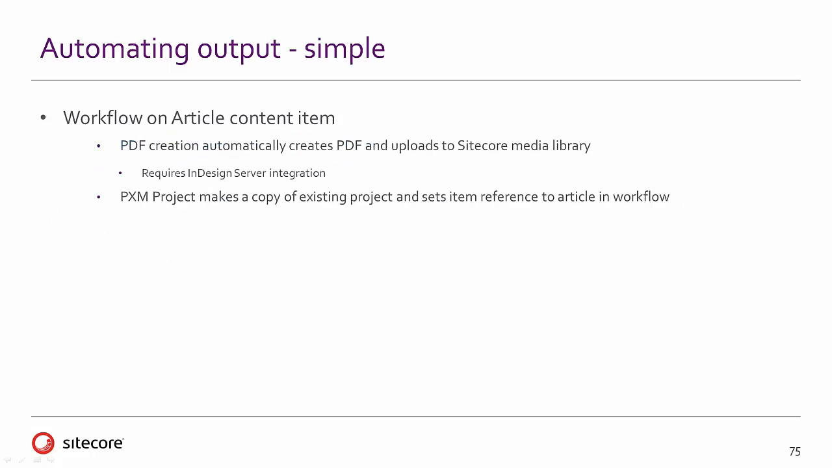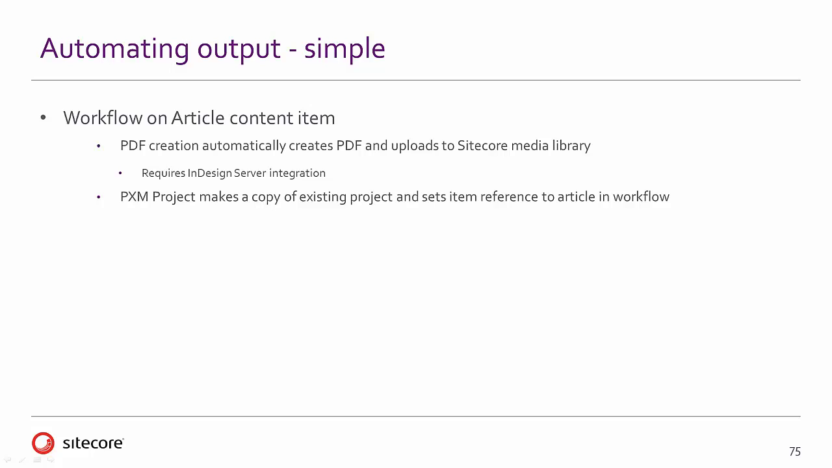So for our simple example, we're going to put workflow on the launch Sitecore content article itself. And that's going to give us some abilities on approval to do two things. First off, we want to give the option to automatically generate a PDF. And second, we want to give the option to create a new PXM project and point the data references for that PXM project to that article that I just created.